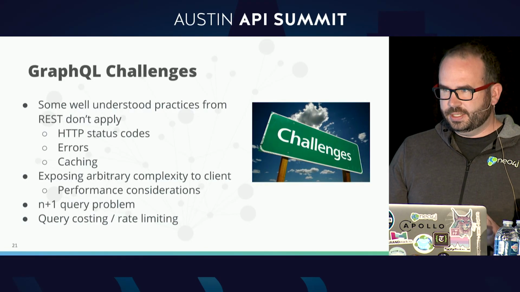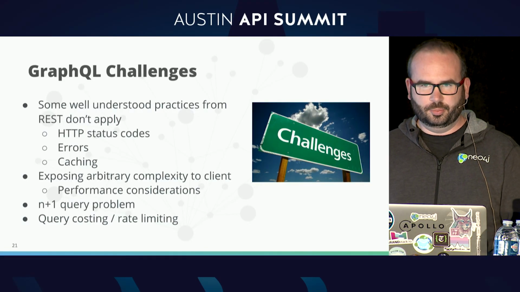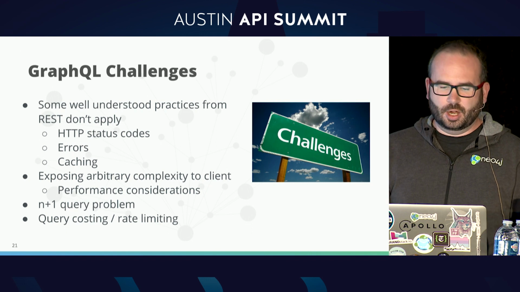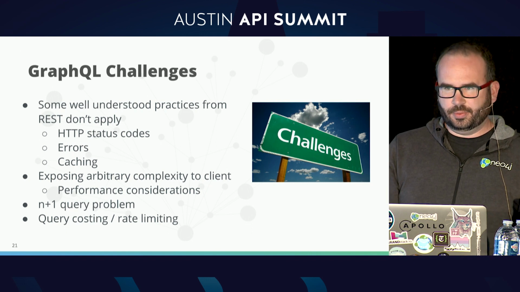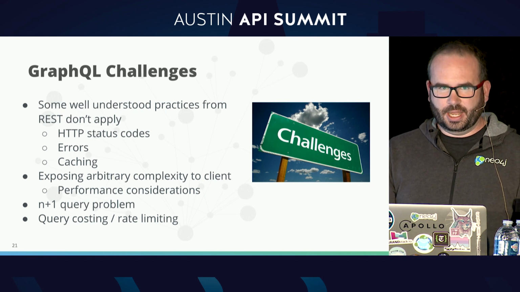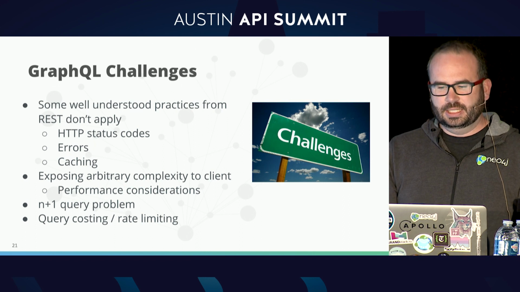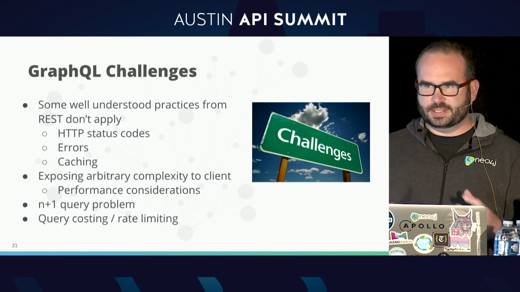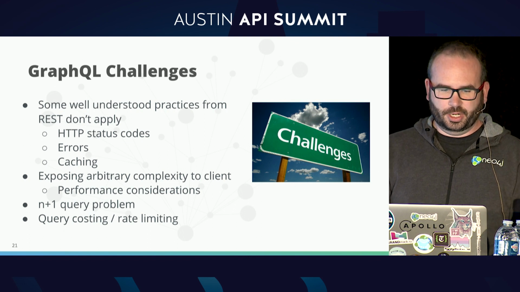And then the final one, this I kind of hinted at earlier, this idea of query costing and rate limiting. Because the client can construct arbitrarily complex queries, how do I deal with rate limiting? How do I limit the depth, the complexity that the client can query?